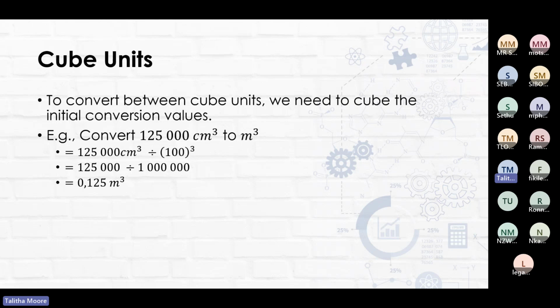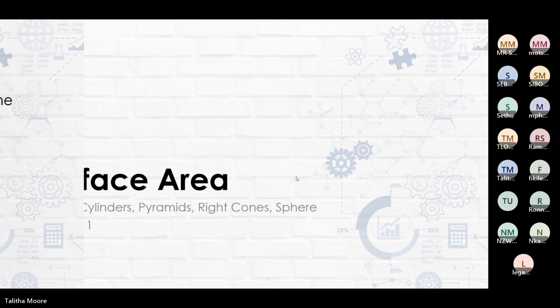Again, for cube units, the same thing. We need to cube our initial conversion unit. So if we want to go from centimeters to meters, we are going from a small one to a big one. So we divide, and we divide by 100 centimeters cubed. So here we have 125,000 centimeters cubed divided by 1 million is our ratio. So it's 0.125 meters cubed.